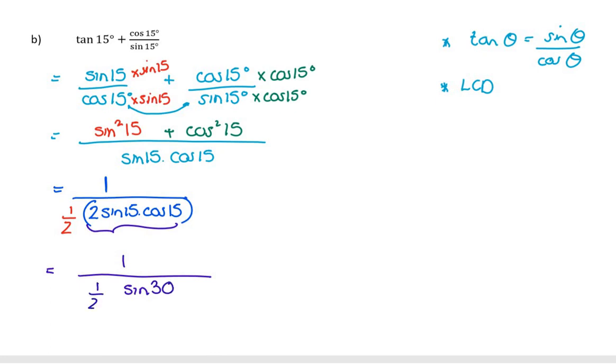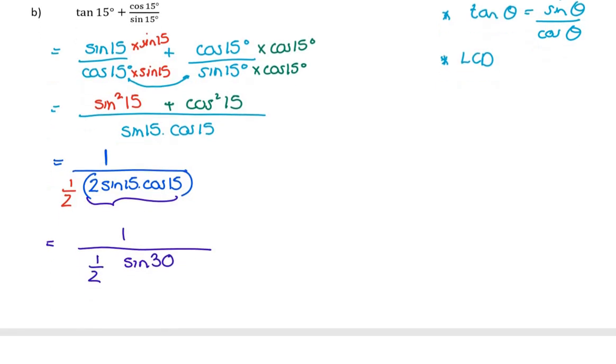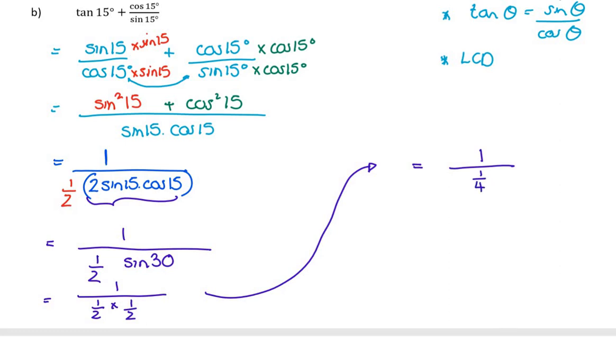And I still have my half. Now sine of 30, I'm running out of space here, but sine of 30 is a half. So I have a half times a half at the bottom. So that equals 1 over a quarter. And 1 divided by a quarter, if I have a cake and I divide it into quarters, how many pieces do I have? I would have 4. I could use my calculator. So that's a really, really wonderful exam question.